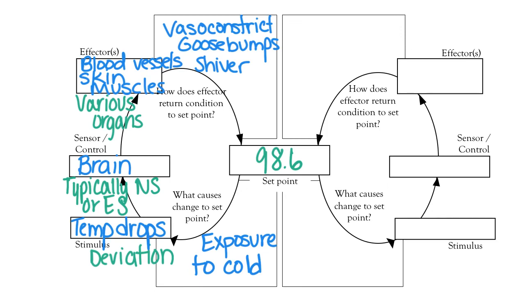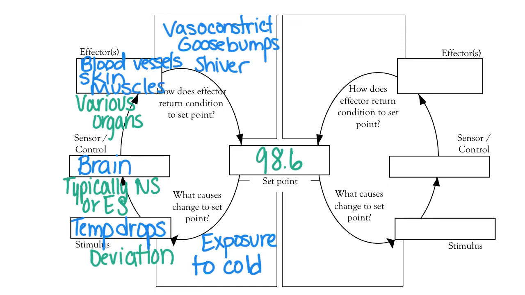So the net effect is that when you are exposed to cold temperatures, or for some reason your body temperature drops, your brain recognizes it, sends a signal to a whole bunch of different organs to heat back up so that your body temperature rises back to the set point of 98.6 degrees.